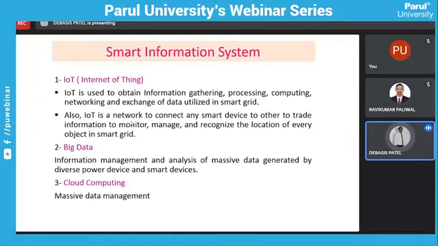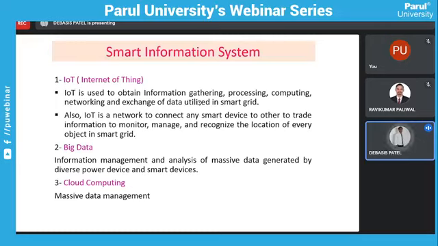IoT is something like transferring of data, Internet of Things, used to obtain information gathering, processing, computing, networking, and exchange of data utilizing the smart grid. Obviously, it will gather your information, process the information, and compute. And networking is what? It will send the computed data to all the devices. It will help your Internet of Things. Also, IoT is a network to connect any smart device to another, to trade information and to monitor, manage, and recognize the location of every object in the smart grid, right?